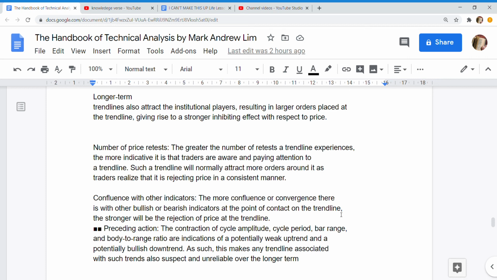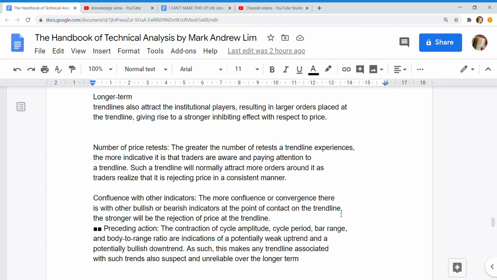Number of price retests. The greater the number of retests a trend line experiences, the more indicative it is that traders are aware and paying attention to a trend line. Such a trend line will normally attract more orders around it as traders realize that it is rejecting price in a consistent manner. Confluence with other indicators. The more confluence or convergence there is with other bullish or bearish indicators at the point of contact on the trend line, the stronger will be the rejection of price at the trend line.